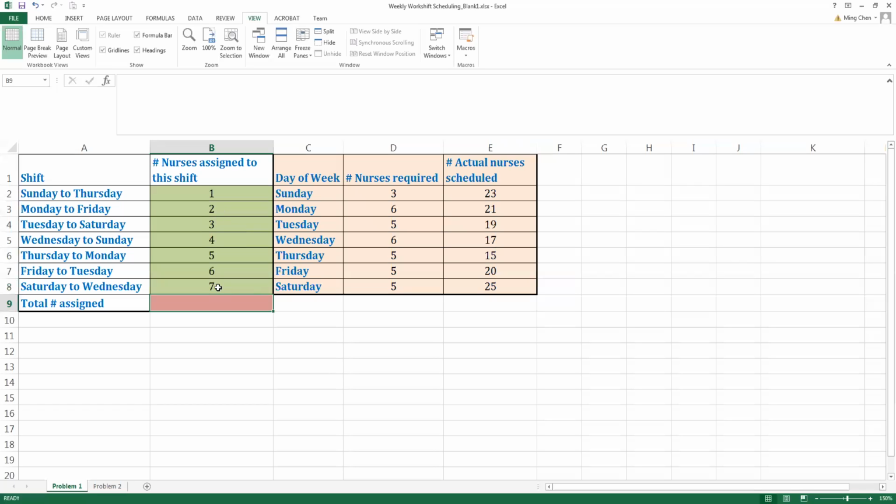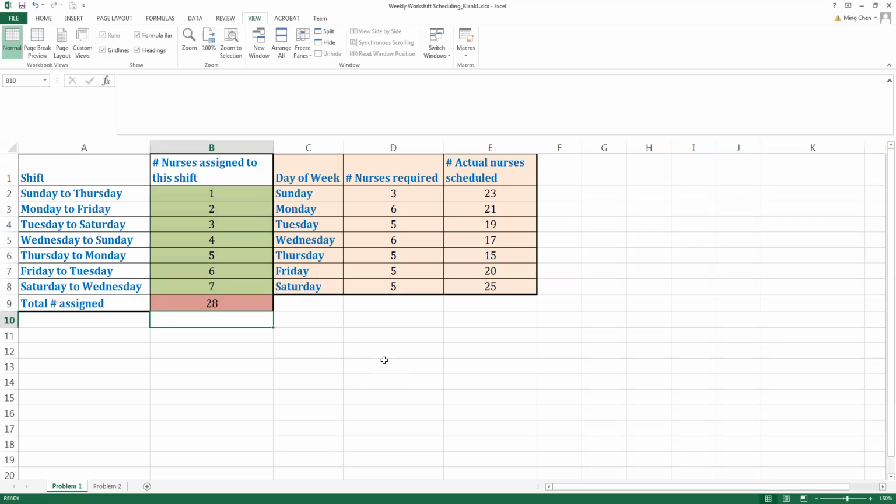Because eventually, as a company, we do care about the labor cost. So what is total labor cost? The total labor cost depends on how many people we hire. If you hire more people, that means you pay more labor cost. If we hire fewer people, we pay less. So this is something we are concerned about. What's the total number of people we hired? This is simple. We simply sum up all these numbers, sum from B2 to B8. That number shows the total we hired. So 28 people. In total, we hired 28 people.